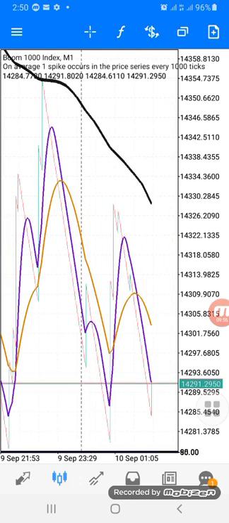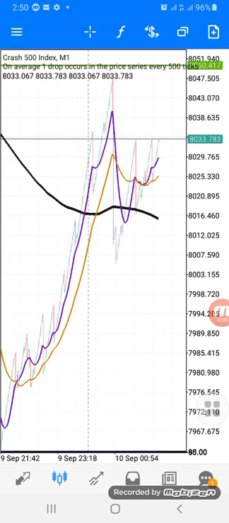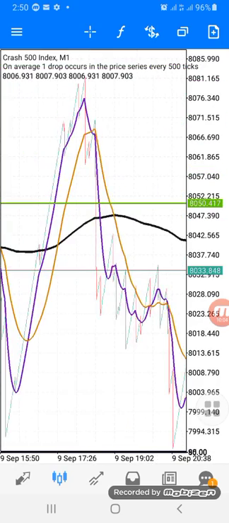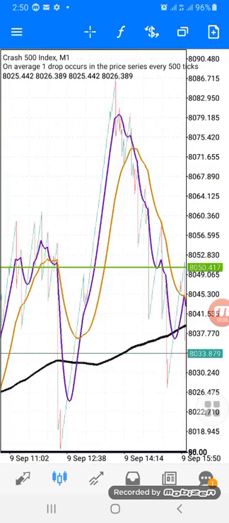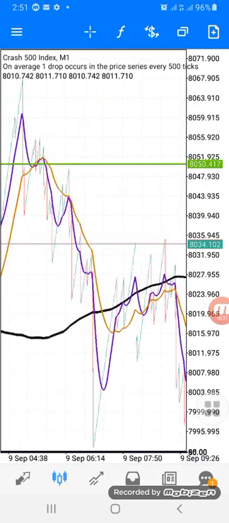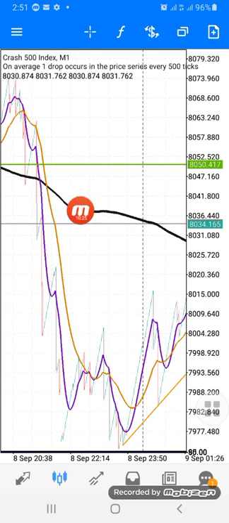This is boom 1000. Let's check crash 500 and see if we have a 3 points here. And look at crash 500 also happening just like that. Look at the crash 500. This black line here is just to show you a clear trend. That does not mean that if the market is not above it, you cannot take trade in crash and boom, you cannot take trade before or below. It's just to show the trend of the market.